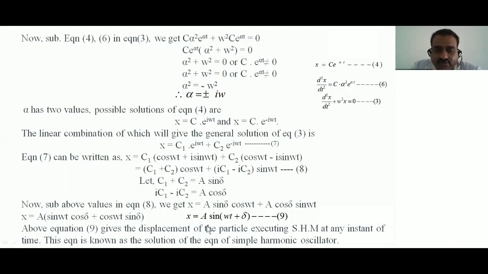So in place of c1 plus c2 we write A sin delta, remaining cos omega t, plus this A cos delta sin omega t. So x is equal to common factor A, times sin omega t cos delta plus cos omega t sin delta.